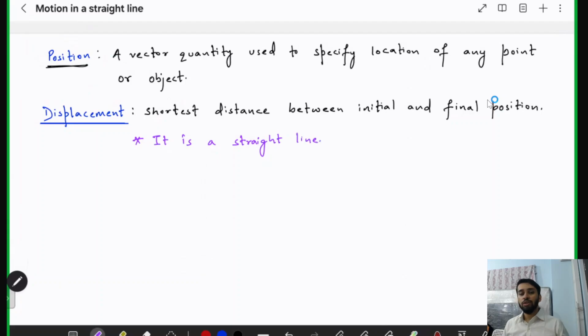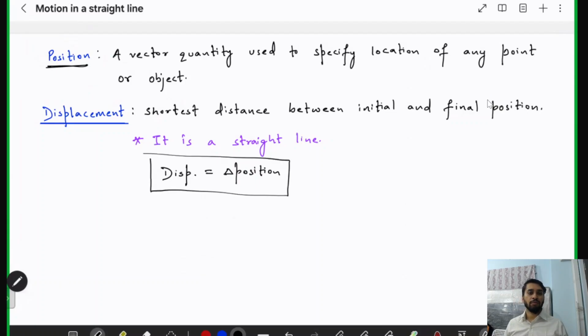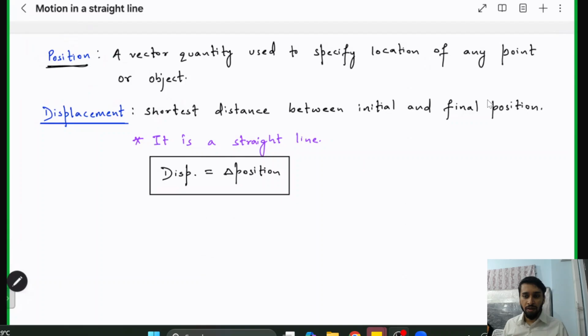Fine. So here you have to understand that displacement is a vector quantity. Okay, and it has a formula also directly in terms of position. You can say displacement is simply change in position. Displacement is equal to delta position vector, or just position for now. So displacement is simply change in position: final position minus initial position, right? Okay.